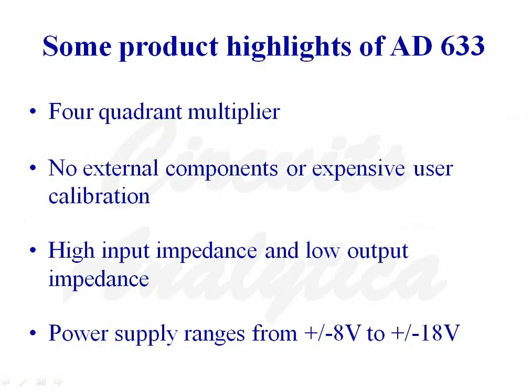Some product highlights of AD633. This is a 4-quadrant multiplier with no external components or no expensive user calibration. High input impedance and low output impedance. Power supply ranges from plus or minus 8 volt to plus or minus 18 volt.